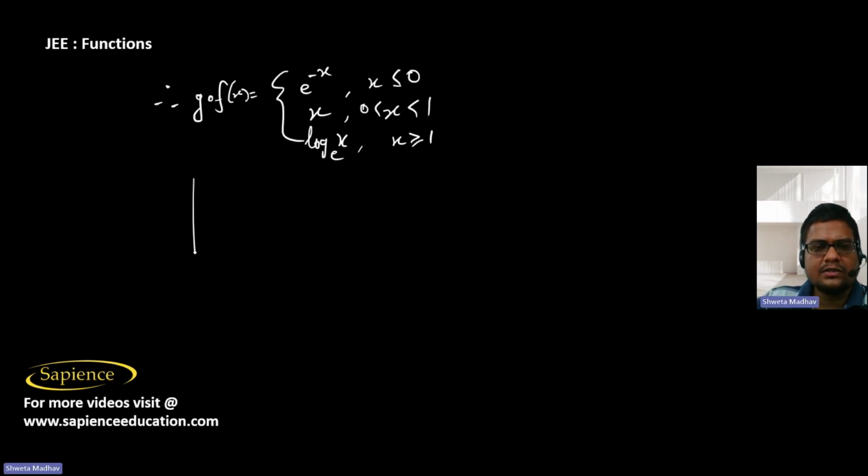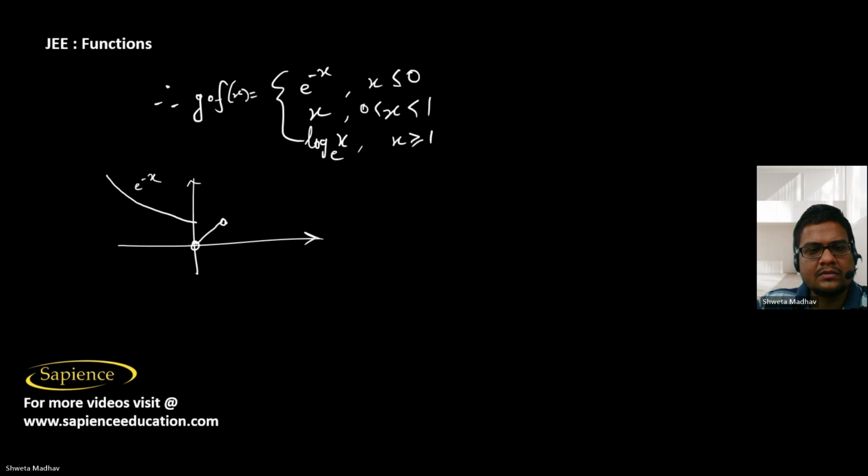So if we draw the graph of this function g of f of x, then this will be e power minus x when x is less than or equal to 0. It will be like this, e power minus x, and from 0 to 1 it will be x, like this. At x equal to 0 it will be 1, this also will be 1. So these two points will be in the same line. And then log 1, that is 0, so it will again start from here. Log x graph is like this.